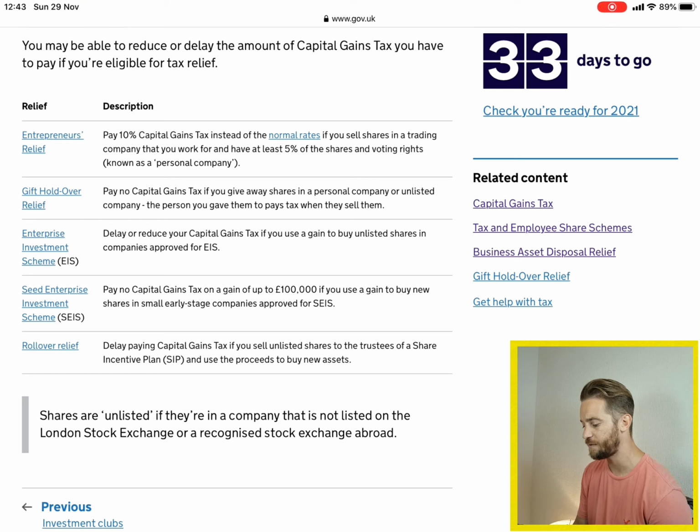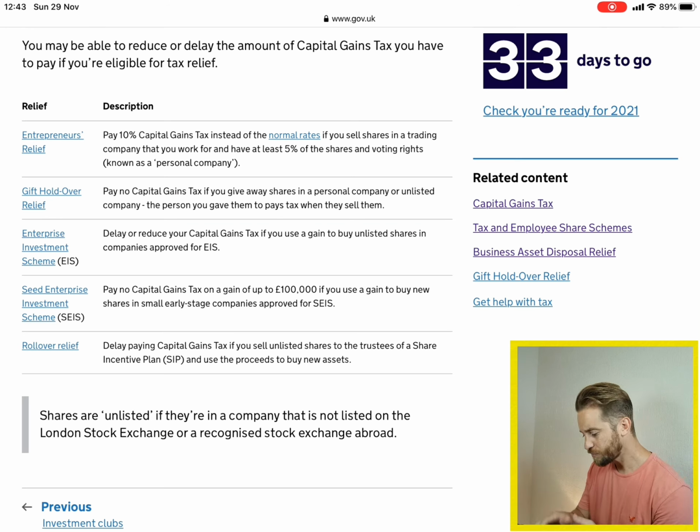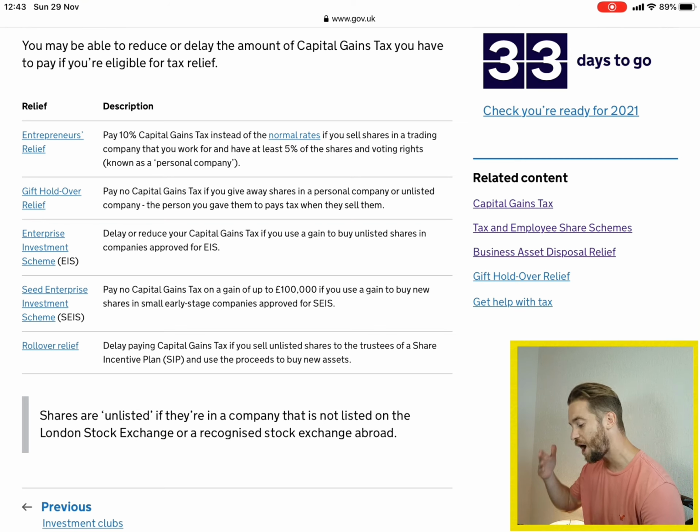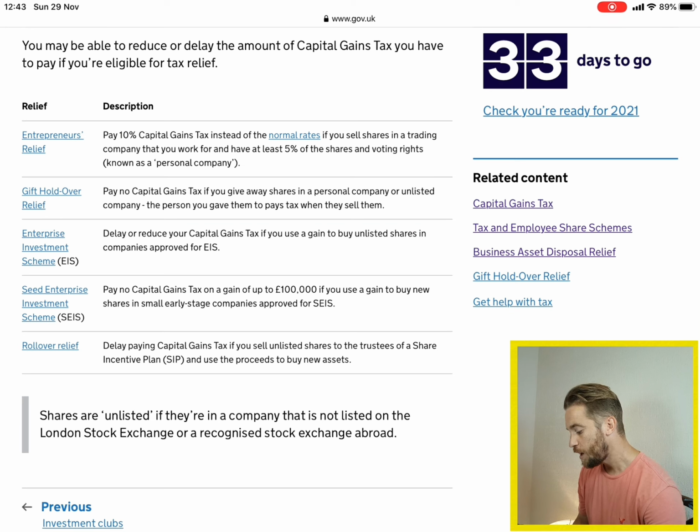And then rollover relief at the bottom. I think this is where people get confused. People think that if you roll over your gain into a new investment, then you don't have to pay the tax, you don't have to declare it, but it doesn't apply. You can see delay paying capital gains tax if you sell unlisted shares. Ours are listed on stock exchanges, New York Stock Exchange, London Stock Exchange, etc. But it's when you sell these shares to the trustees of a share incentive plan and you use the proceeds to buy new assets. So it's no good for us. It's not going to apply either here.